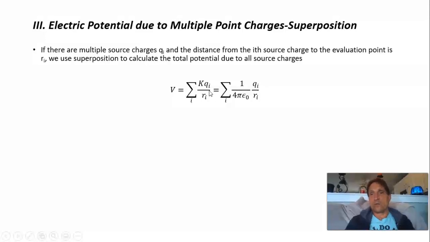It's exactly like what we did when we added up electric fields, except it's much simpler than the fields because we're adding up scalars and we don't need to keep track of the vector components. So if Ri is the distance from the ith charge Qi to wherever some point P where we're trying to evaluate the potential, we just sum up all of these contributions to get the total potential.